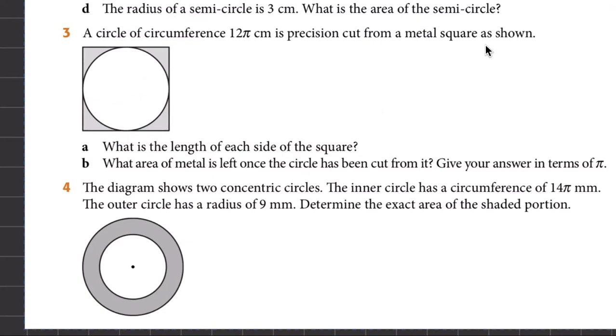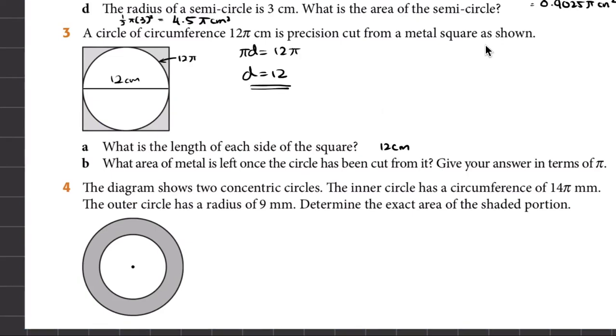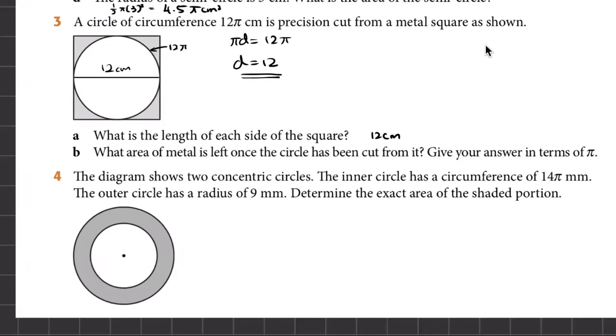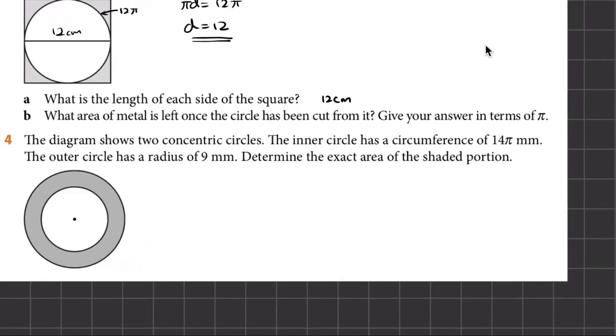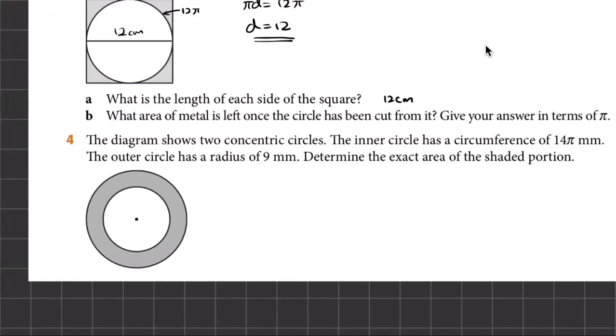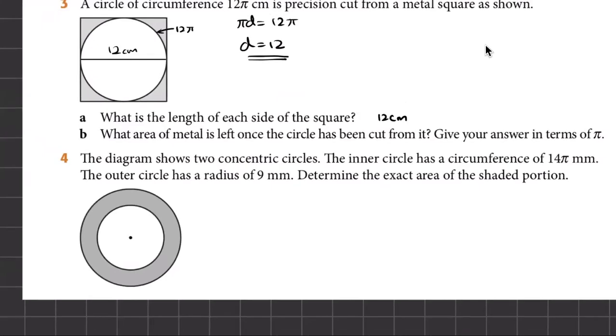What's the area of the metal left once the circle has been cut from it? Give your answer in terms of pi. So find the area of the square first. Square minus circle. 12 squared minus area of circle, pi r squared. 144 minus 36 pi. Okay.